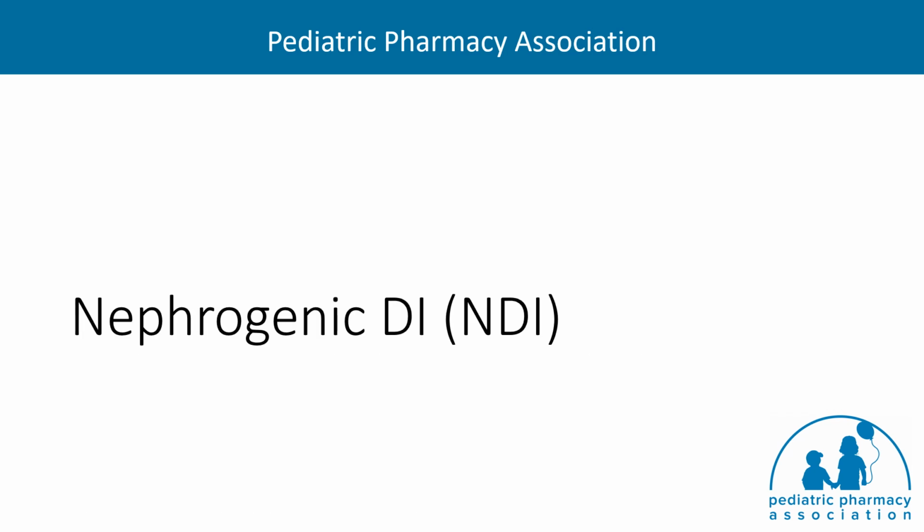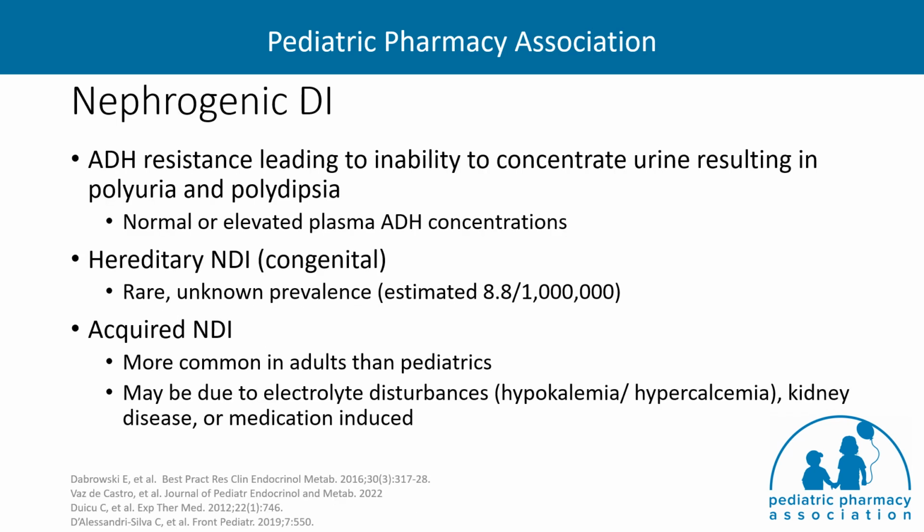And now let's shift gears into nephrogenic DI. Nephrogenic DI is a syndrome characterized by antidiuretic hormone resistance by the kidneys, leading to an inability to concentrate urine, resulting in polyuria and polydipsia, despite normal or even elevated plasma ADH concentrations. Hereditary or congenital NDI is rare and has an estimated incidence of less than 10 cases per 1 million. The most common form of inheritance is X-linked, accounting for 90% of cases, which leads to a mutation in the vasopressin 2 receptor.